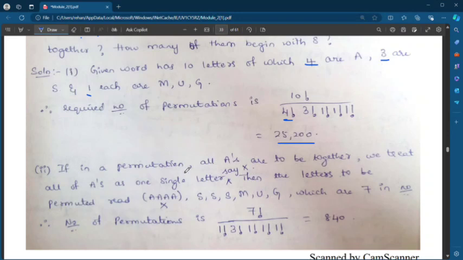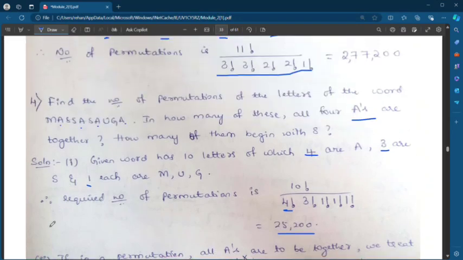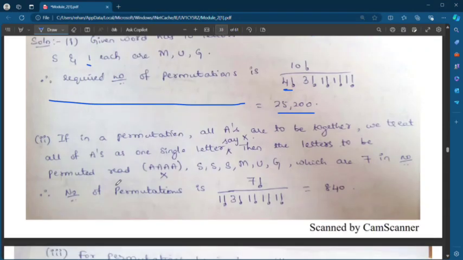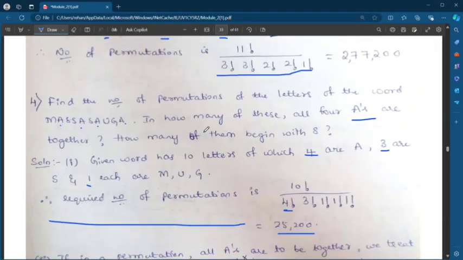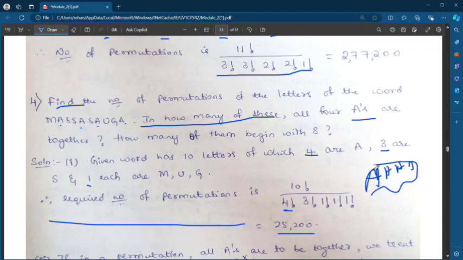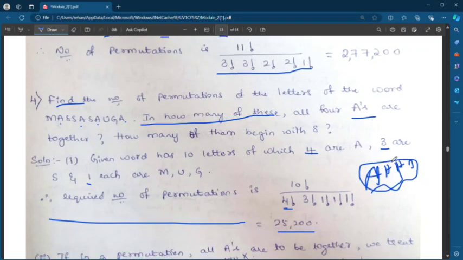If in a permutation all A's are to be together, we treat all A's as one. First here we have found only the total permutation. Now the actual question I have asked: how many ways are all four A's together? All four A's together means 4 times A are there, right? I will consider all of this as one now. They are together, so these four A's are one term.